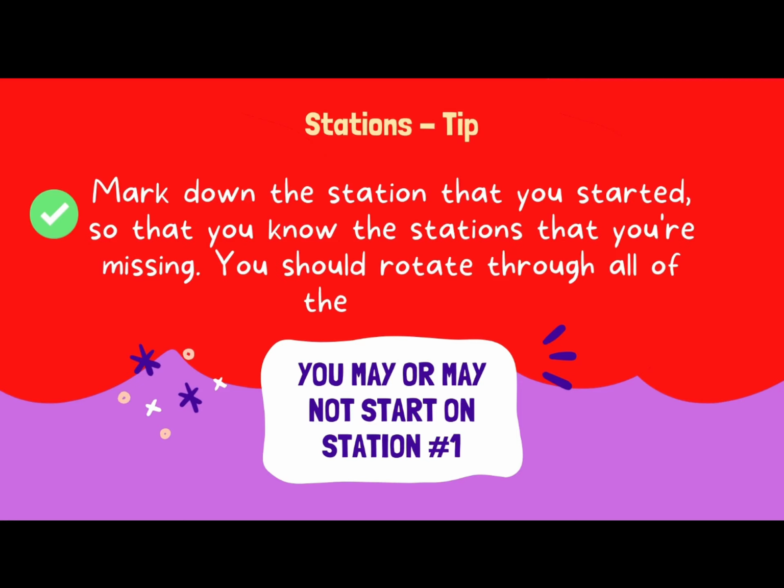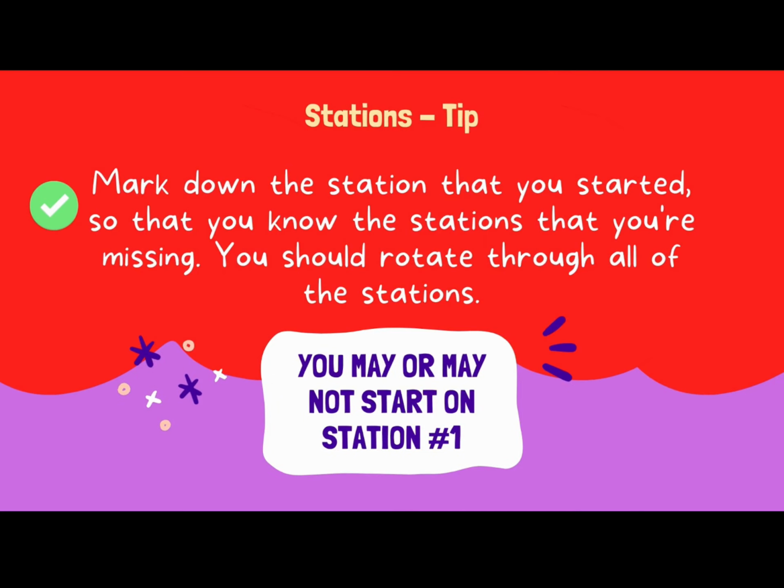Station tip. Mark down the station that you started so that you know the stations that you're missing. You should rotate through all of the stations. And also, remember, you may or may not start on station number 1. So this is why it's important to mark down the first station that you started.